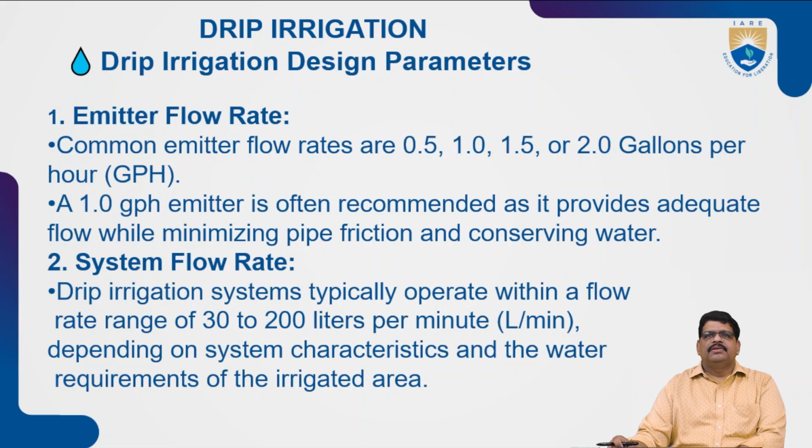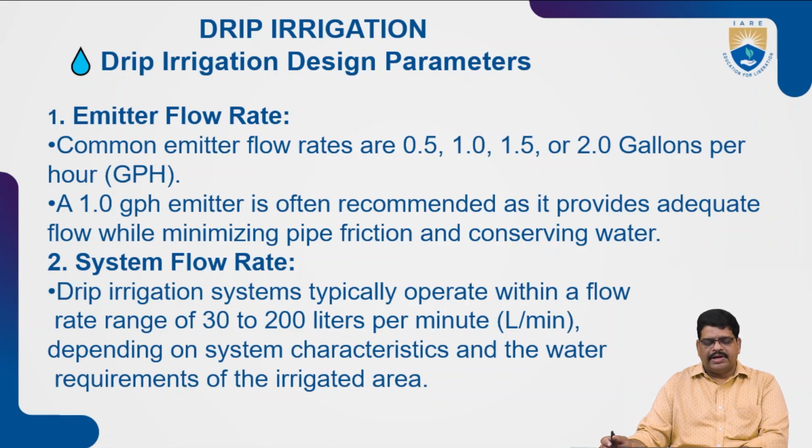So here is the design context. Let us see the drip irrigation system design parameters, which are very important. What are the design parameters? The common emitter flow rates are 0.5, 1, 1.5 or 2 gallons per hour, generally emitted for the common flow of water. Next, GPH means gallons per hour. The recommended emitter provides accurate flow, minimizing pipe friction and conserving water.